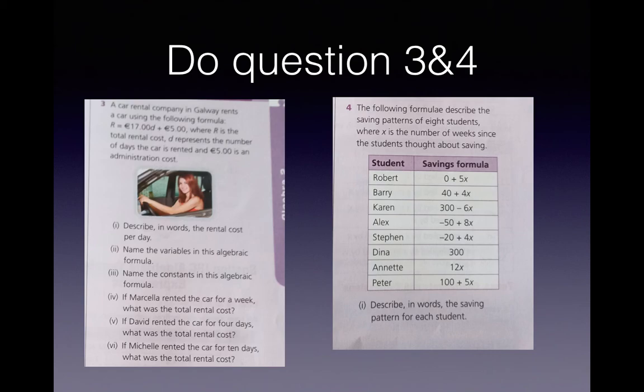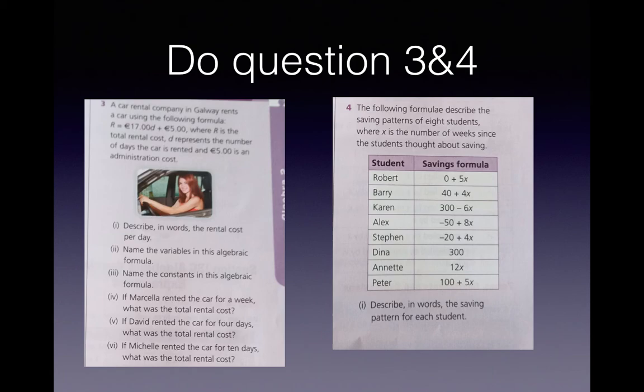If we jump down to Alex, Alex has minus 50 in his account. So after 1 week, Alex puts in €8. That means Alex will have minus €42 in his account. After 2 weeks, he'll have minus 34, minus 26 after 3 weeks, and so on and so forth.